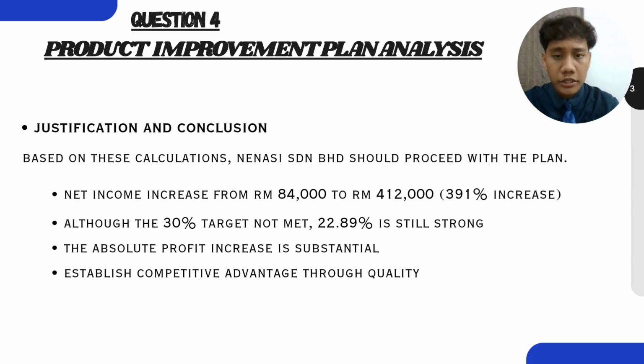Based on these calculations, the Nasi Sendirian Berhad should proceed with the plans. Why? Even though it costs more to make the product, RM14 instead of the old cost, they are selling 3 times more product because the quality is better and they advertise more. Net income also increased from RM84,000 to RM412,000. It is a 391% increase. Although the 30% target is not met, 22.89% is still strong.